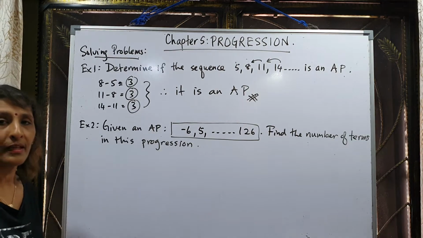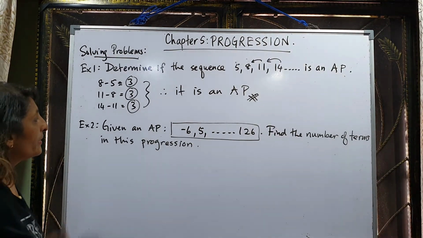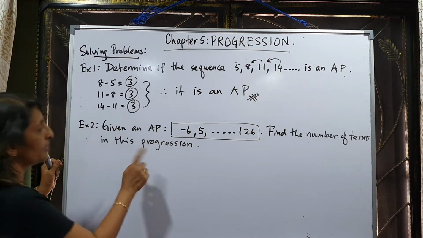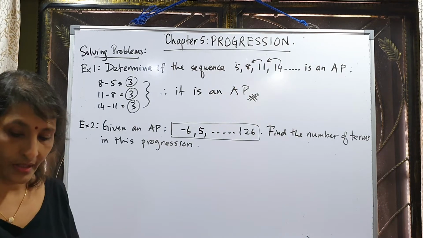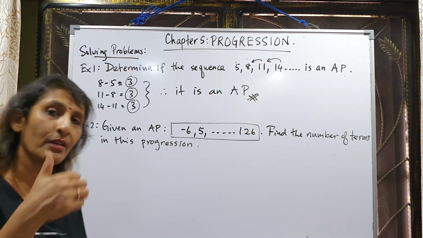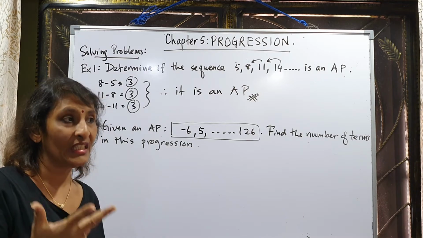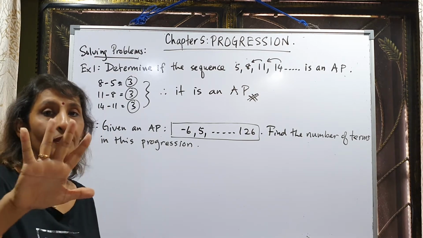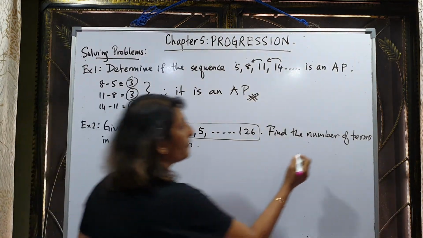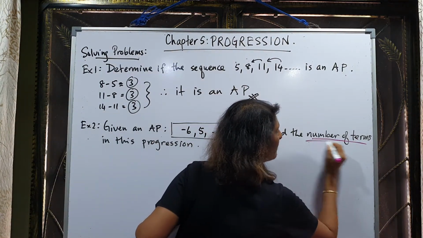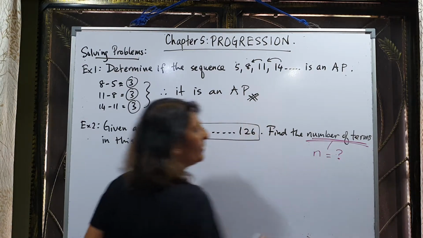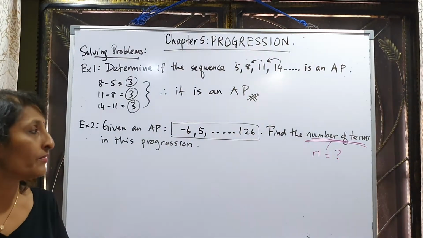So now we go to the second question. You are given an arithmetic progression like this. Find the number of terms in this progression. Now when you read your question, you have to first identify which alphabet you are looking for. Are you looking for A or N or D or Tn or Sn? There are 5 stuff you have to find. Okay, so look at this. Find the number of terms. What does this mean? Find what? Find what's the value of n. Number of terms means find n.